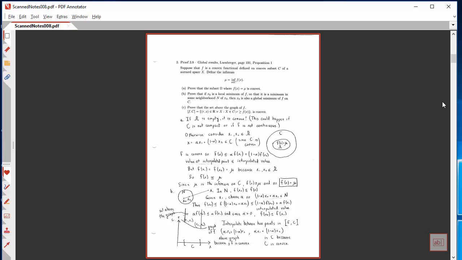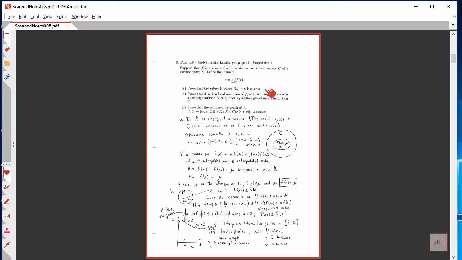Now for a really nifty result. And this is one of your last proofs, proof 3.8. Suppose we've got a convex functional defined on a convex subset of a norm space F, and this functional has on the subset C an infimum, which I will call mu. First thing I'm going to prove is that the subset where f of x equals mu is convex. This is not immediately obvious when you think about it.